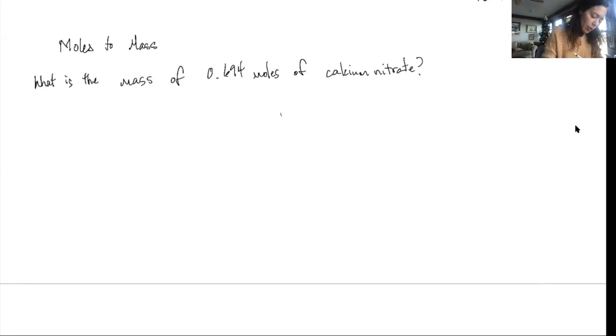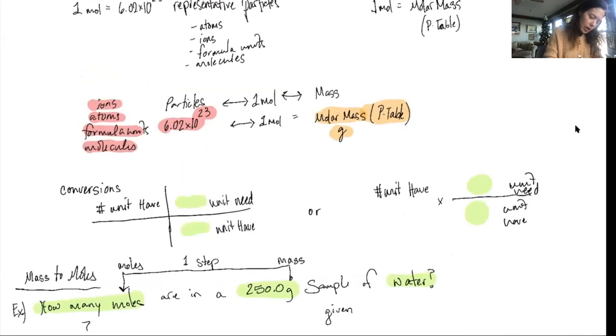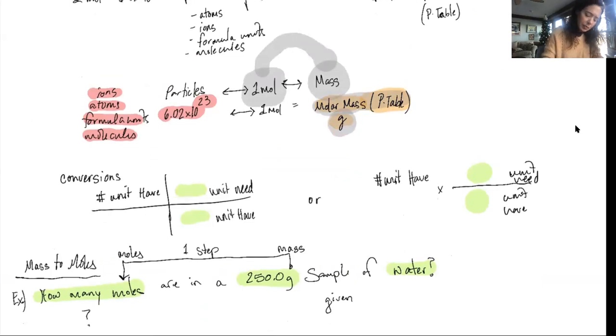Okay, so what I see is that the number is what I'm given, right? That's what I'm given. So I know that's what I will start with. And then over here is what I am asked for, the mass of the calcium nitrate. So this is what I'm asked for, all right? I see that I'm going from moles to mass, right? This is one step. Go back up to your chart. Look at this time. We have moles and we need mass. Mass is going to be in grams. We're going to need our periodic table. It is one step.